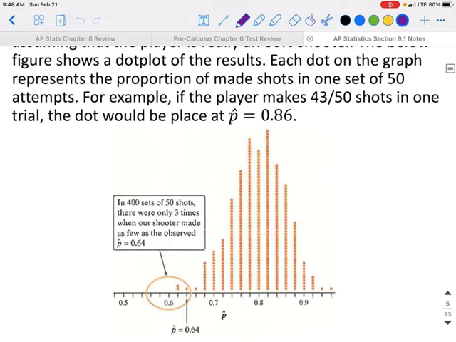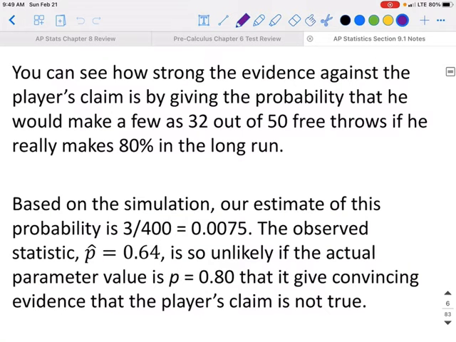Each dot on the graph represents the proportion of made shots in one set of 50 attempts. The proportion of made shots in one set of 50, for example, could be 43 out of 50, which would be at the far right of our graph, at 0.86. So if we look at all 400 sets of these 50 shots, the ones that are circled on the left, there are only 3 times out of all 400 where a shooter made as few as 64% of the shots. So 3 out of 400 is not very likely.